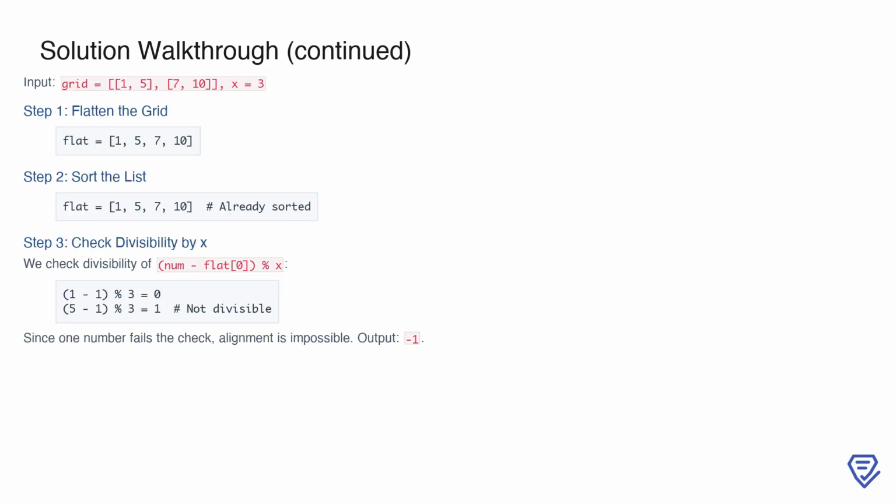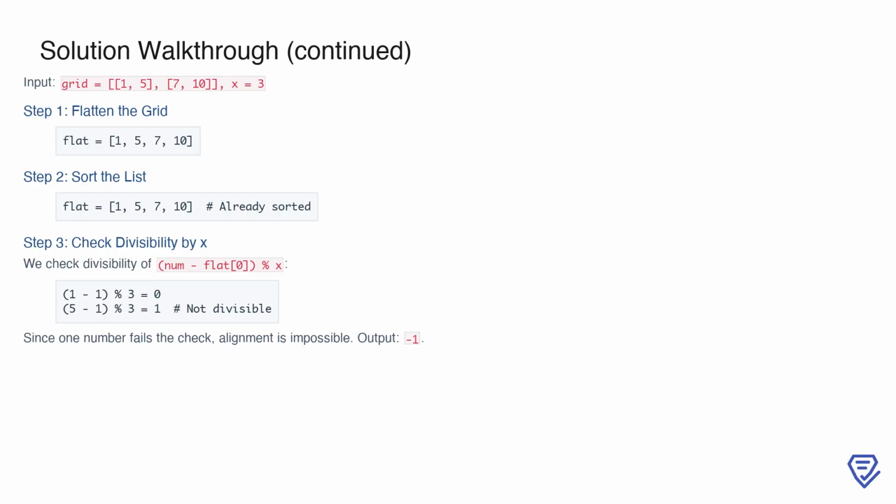Now let's look at a second example where the input grid is 1, 5, 7, 10, and x is 3. First, we flatten the grid into a 1D list, resulting in 1, 5, 7, 10. Next, we sort the list, though here it's already in sorted order as 1, 5, 7, 10. Then, we check whether each number in the list satisfies the divisibility condition using x. This means verifying that (number minus flat[0]) mod x equals 0 for all numbers.